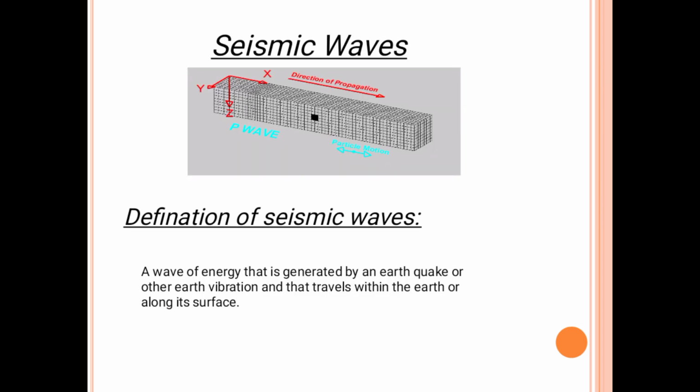Now we discuss what seismic waves are. Waves of energy that are generated by an earthquake or other earth vibration and that travel within the earth or along its surface. A seismic wave is an elastic wave generated by an impulse such as an earthquake or explosion. It can travel either through the earth's interior or along or near the earth's surface. It simply means shaking of the earth. It is caused by the release of energy, which generates waves that travel in all directions.